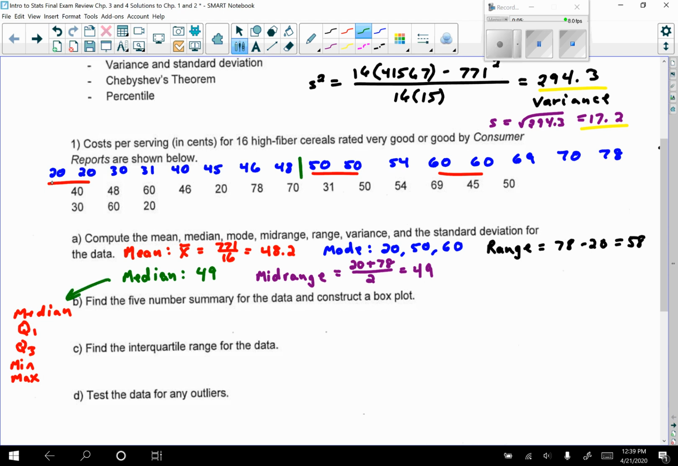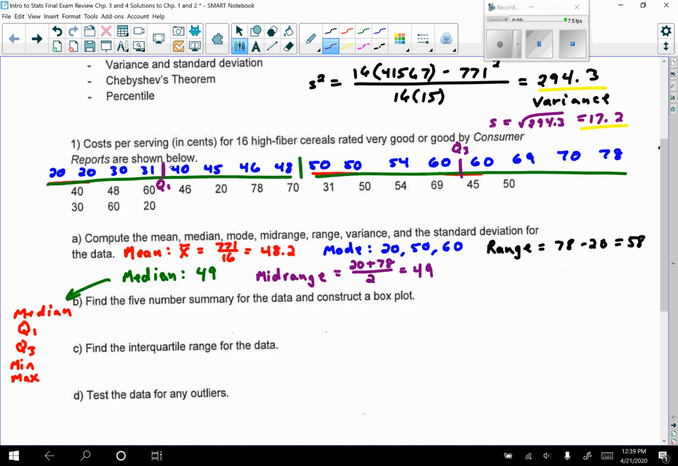So the first quartile, now that we found the median of 49, which we already have, the first quartile is just the median of the lower half. So I have these 8 numbers for the lower half. So I want to go right in the middle here, and that's going to be Q1. And then the median of the upper half, which is going to be right in between here, that's going to be Q3.